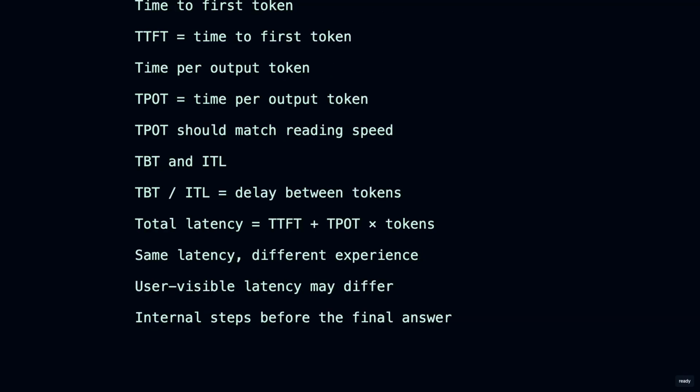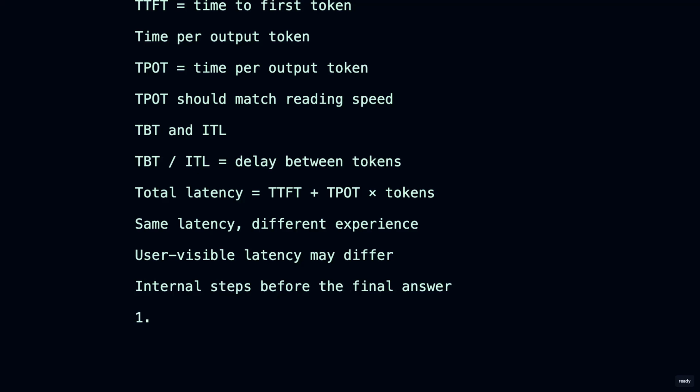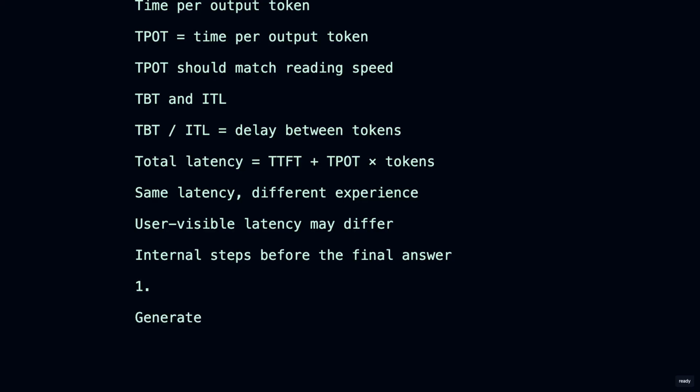Now let's look at why those measurements can diverge. The model may do several internal actions before it ever shows a final response to the user. First, the model forms a plan internally. That work happens before the user sees any answer. This step is part of the model's hidden reasoning process. It may be necessary for good results, but it does not count as visible output.